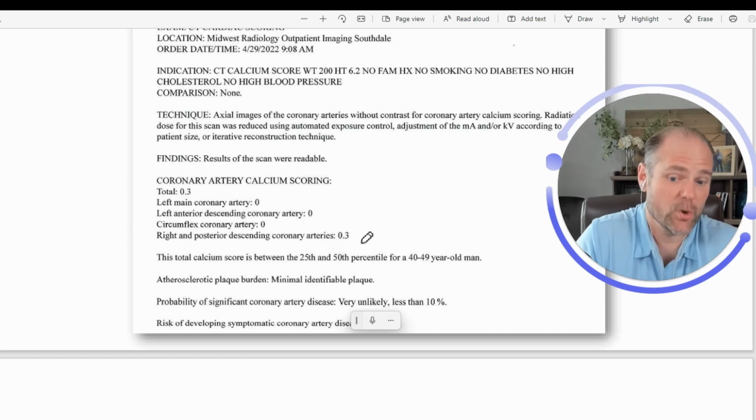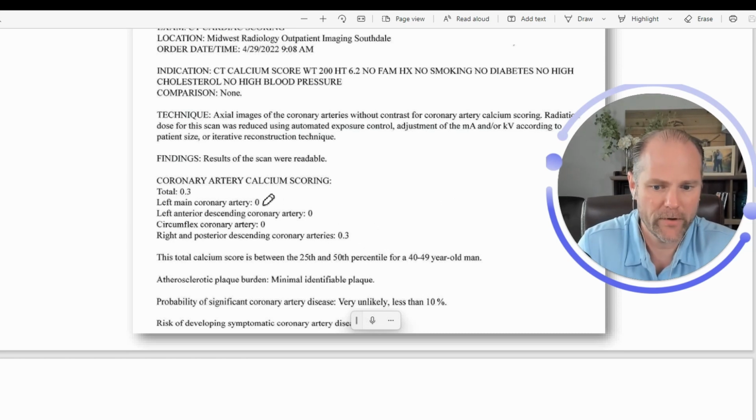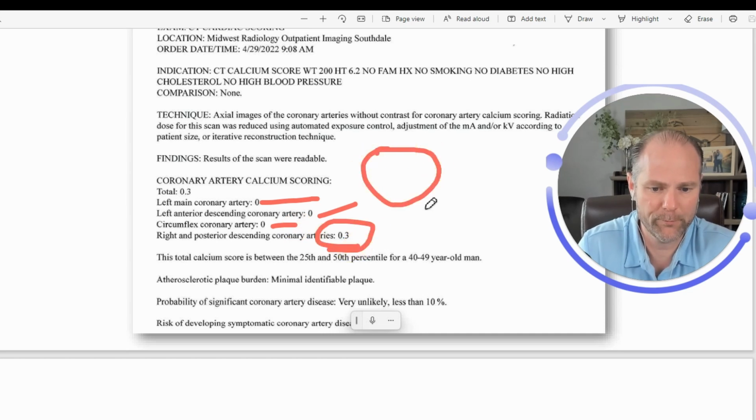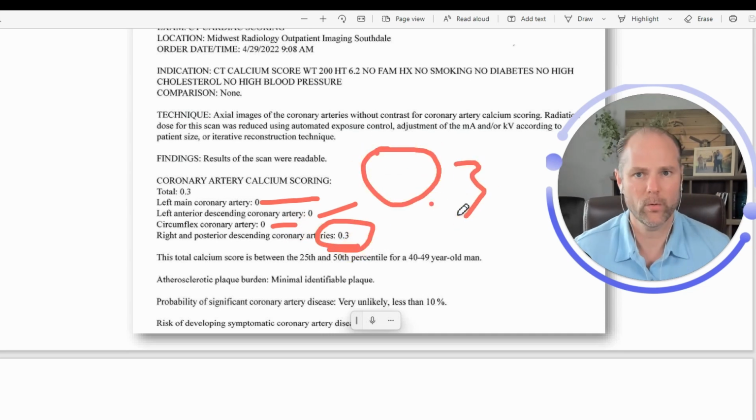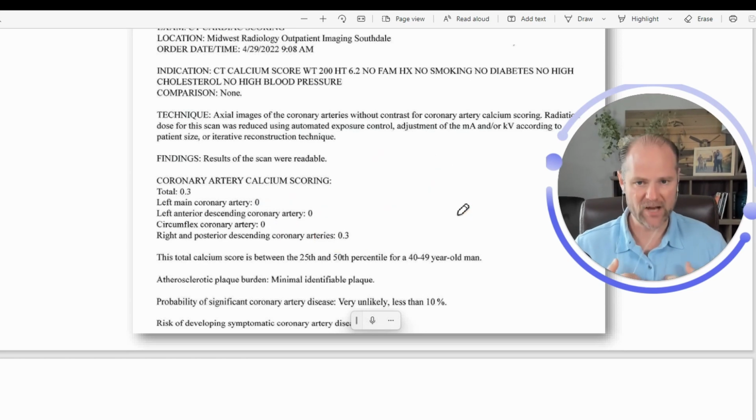Okay, so this is my scan. So it's not crazy, right? But I have a baseline. This is 0, 0, 0, and then right here we have 0.3. So, I have some calcification. There is actually a calcium deposit sitting in my heart.